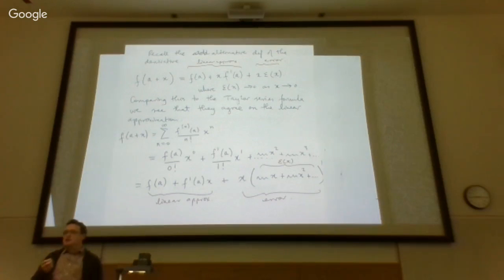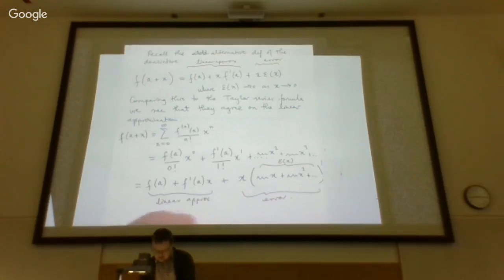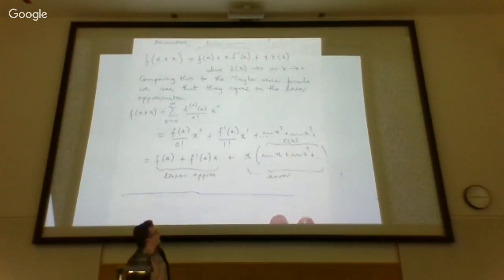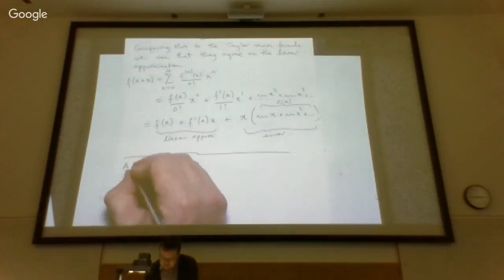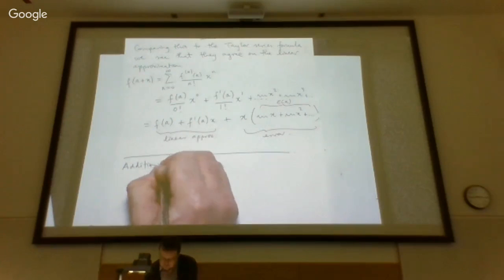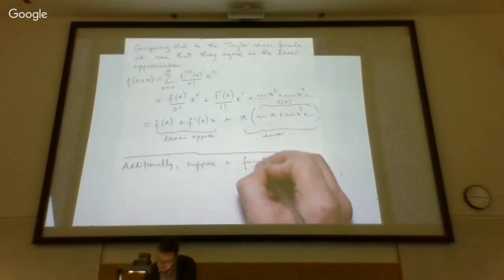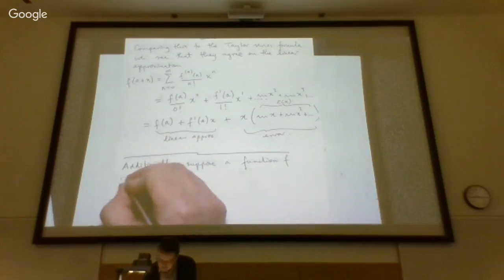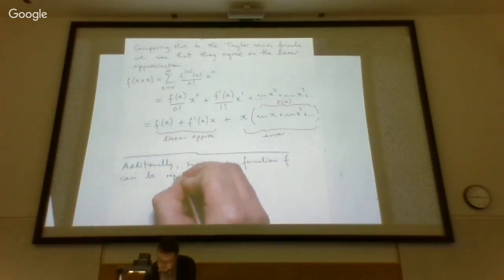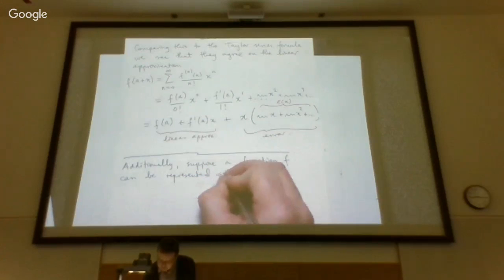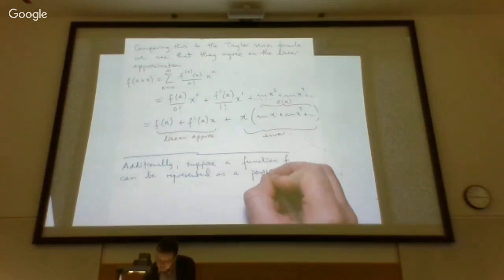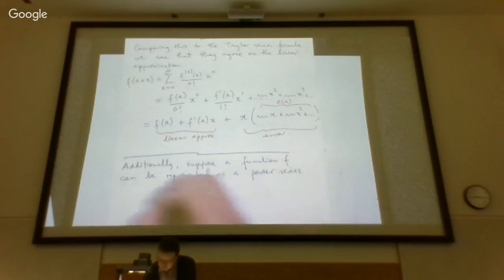And another way to provide more motivation for the correctness of the formula is the following little argument. Additionally, suppose a function f can be represented as a power series near the base point 0.